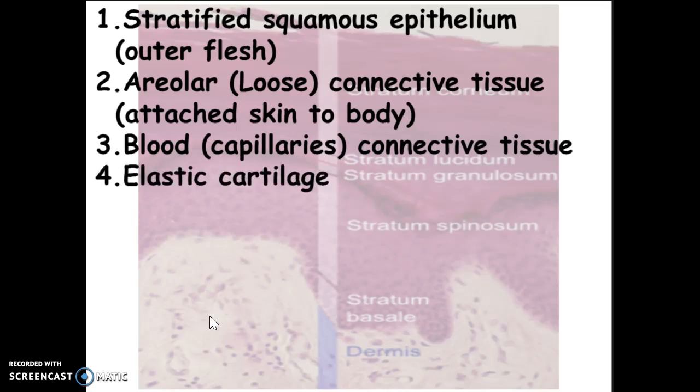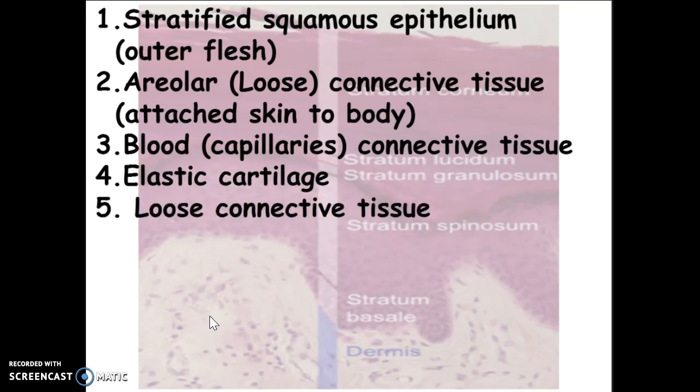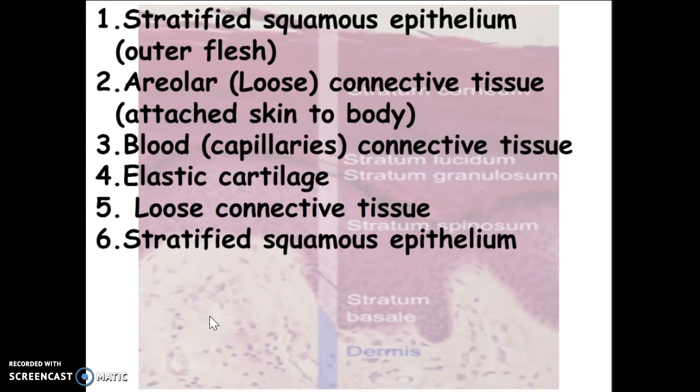Then you have elastic cartilage in the middle of the ear there, poking through. That is elastic cartilage. It bends. The needle pops through that and comes back out the same route. You go back through the blood and the loose connective tissue, then back to the stratified squamous epithelium, and you're outside again. So blood is in there throughout the areolar loose connective tissue, so it's all kind of mixed.